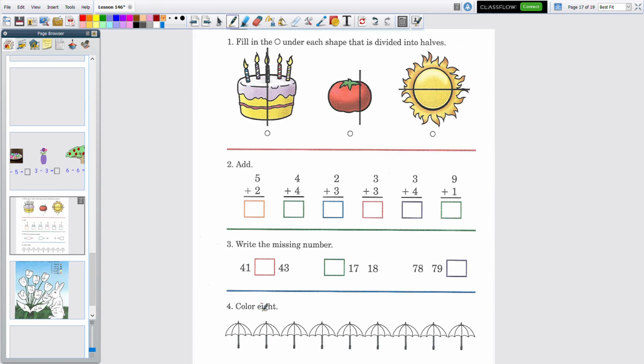That's a sight word. What do you think it is? If it looks like EGIT, it's 8. So you color 8. 1, 2, 3, 4, 5, 6, 7, 8. Okay, so you know how to do that. Let's go to the next slide.